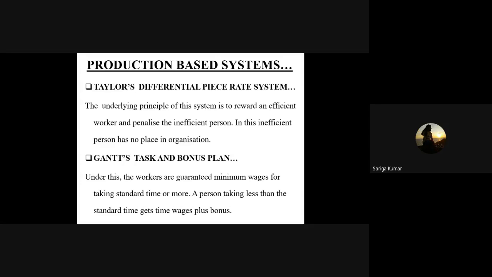Then we have Gantt's task and bonus plan. Under this, the workers are guaranteed the minimum wage for taking the standard time or more. You take, let it be more or less, reaching the standard time, they get a minimum wage, which is guaranteed.